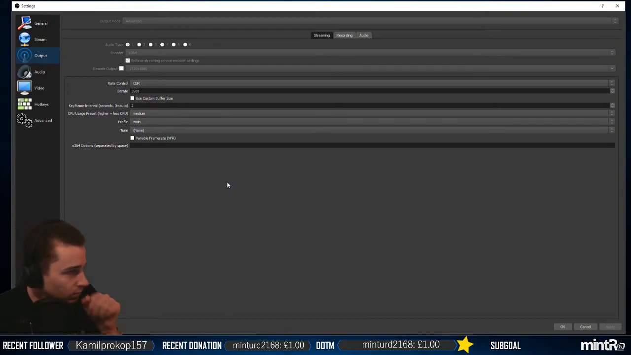Output stream settings. So, obviously streaming. I stream at 3500. I used to stream at 2200 when I was using my old Intel i7 processor. I was using an i7 3820 at the time. Pretty old i7. Streaming at 30 FPS and 2200 bit rate.